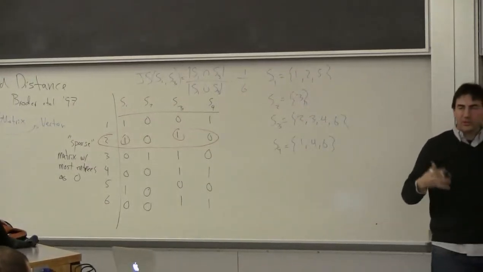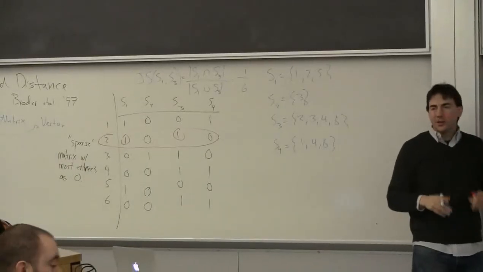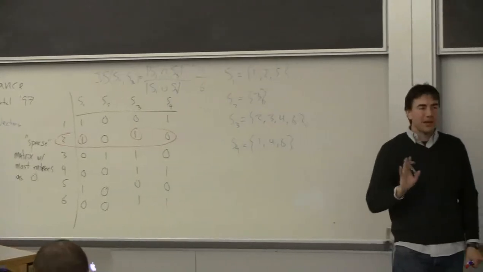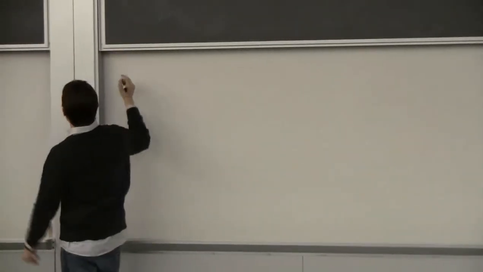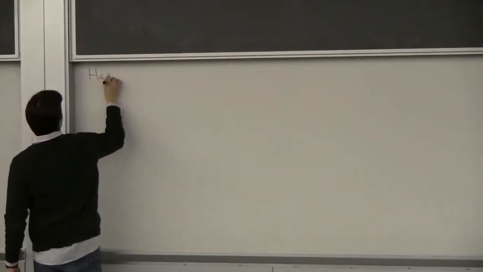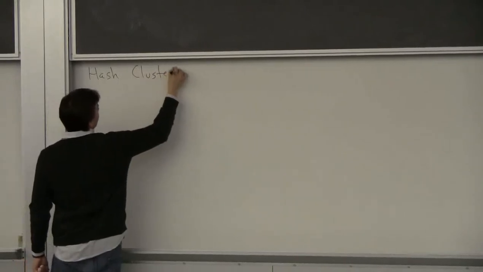I'm going to first describe a technique which is not really the right way of doing it. We'll discuss this, and there may actually be some statistical reasons why some version of this might not be so bad. But this will hopefully start to give you the right idea of what's going on here. So this would be called hash clustering.